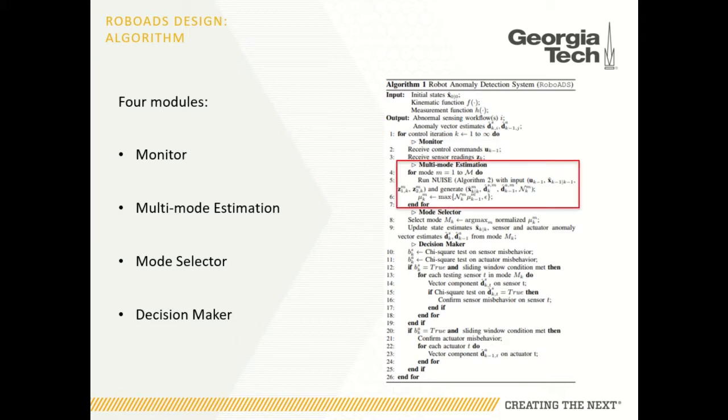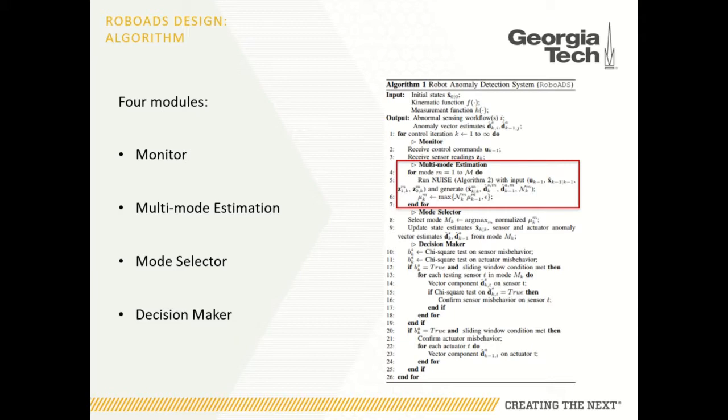The second module, multi-mode estimation, is the heart of the RoboADS algorithm. It compares estimated and planned control commands to detect actuator misbehaviors. It compares estimated and received sensor readings to detect sensor misbehaviors. It calculates estimates along with hypothesis tests, and uses modes to represent subsets of potentially misbehaving sensors.